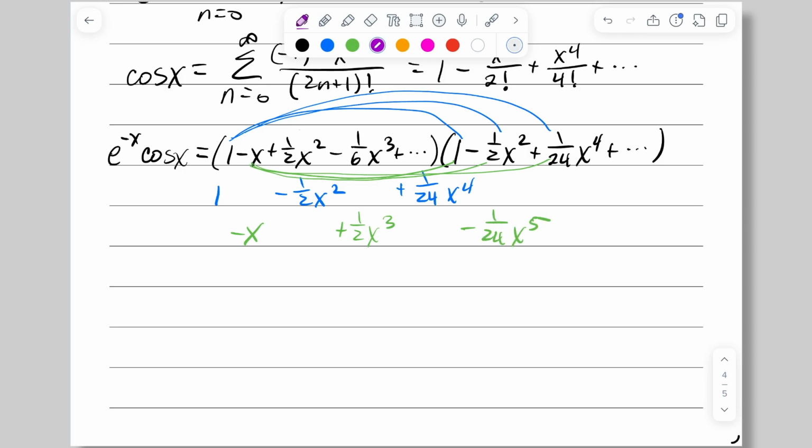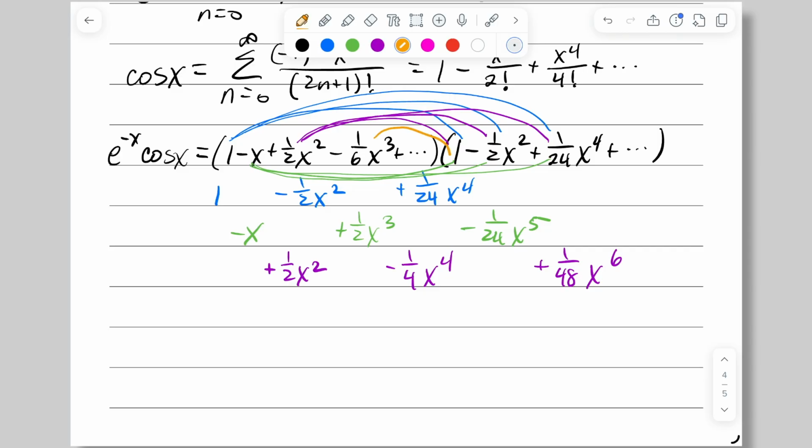Let's keep going with this process and see where it leads us. 1/2 x squared times 1 is going to give us a 1/2 x squared, and I'm lining that up with the previously existing x squared term. 1/2 x squared times negative 1/2 x squared is going to be a negative 1/4 x to the 4th. Again, I'm lining that up with the x to the 4th term. And then 1/2 x squared times 1/24 x to the 4th is plus 1 over 48 x to the 6th. I suppose I should put a plus in front of that 1/2 x squared as well.